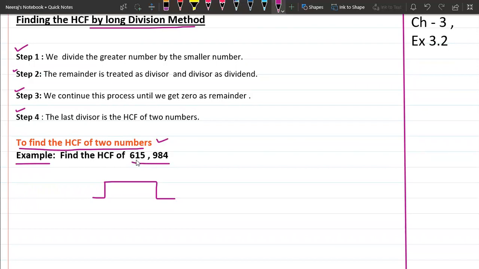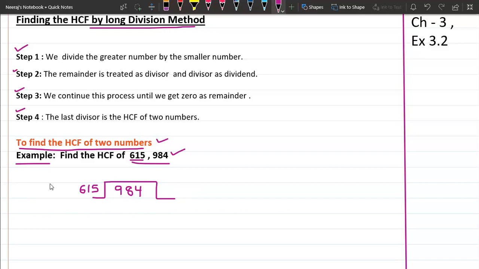So children, you know very well when we are dividing numbers, we always divide a bigger number by a smaller number. The smaller number is 615 out of these two numbers, and 615 we will consider as the divisor because it's the smaller number, and the smaller we always write outside the division bracket. And 984 is the bigger number, and we have to write it as the dividend inside the bracket. Now children, we will divide these two numbers.